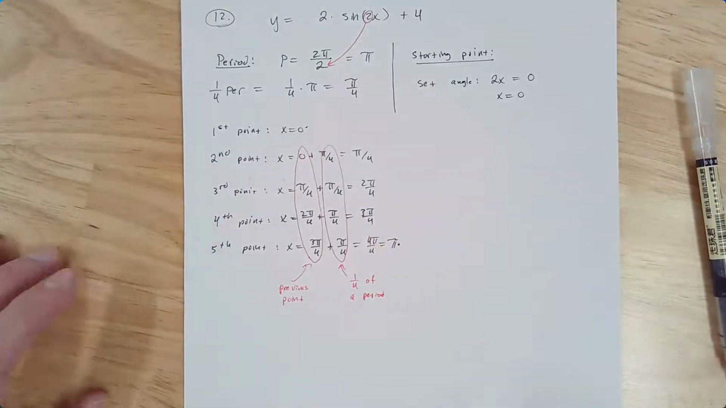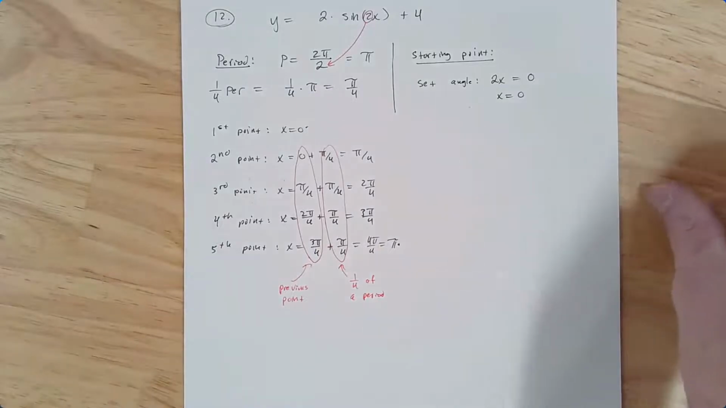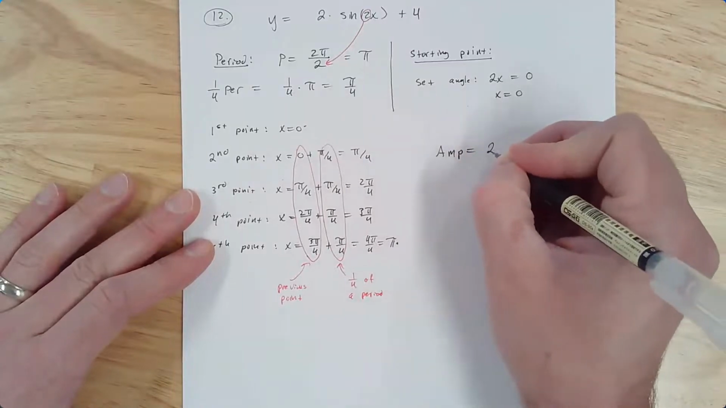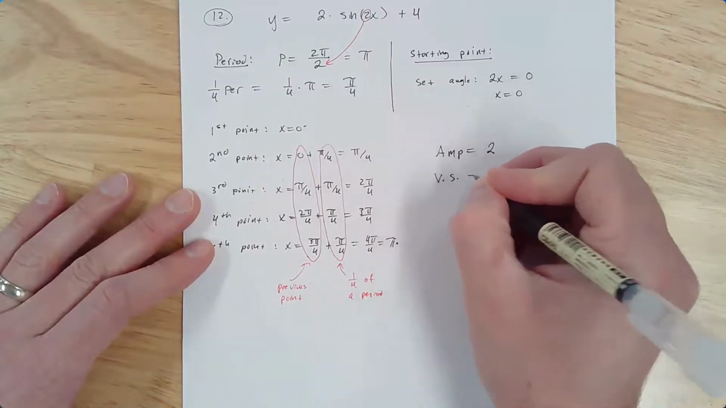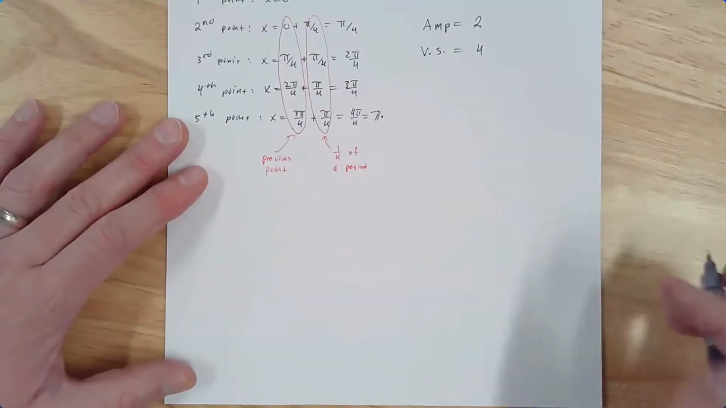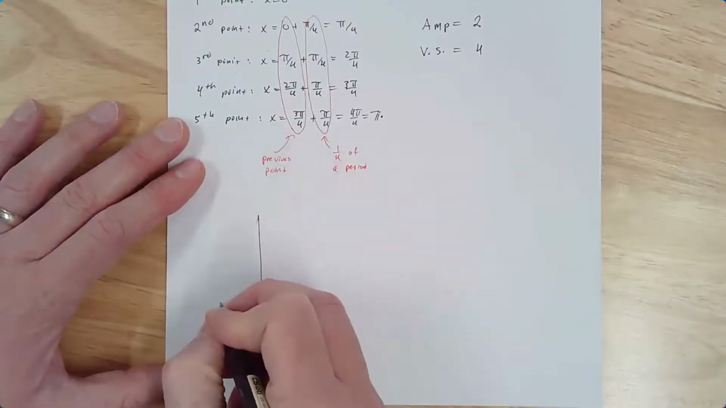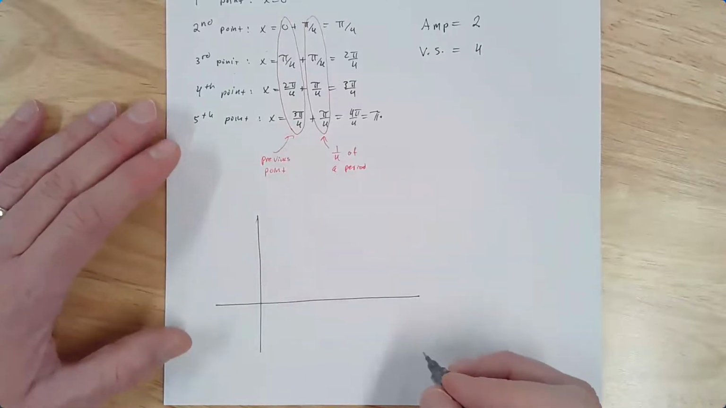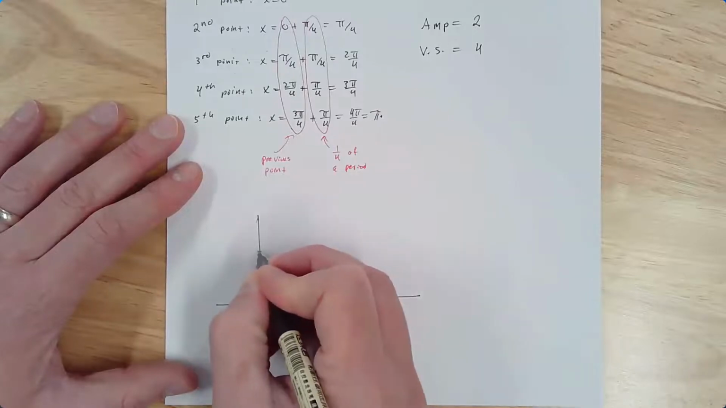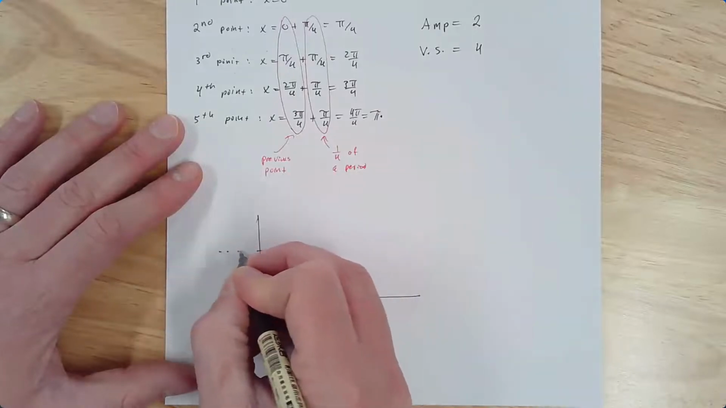And then I don't think you even need to write down what the amplitude and the vertical shift are. You certainly can, right? I suppose it's a good idea. The amplitude is 2, the vertical shift is 4. So now we're going to graph it. And we know we're going to shift up 4. So here's my new middle line.